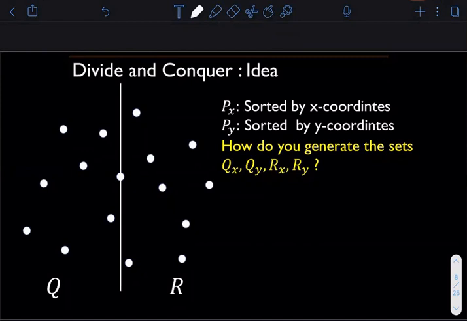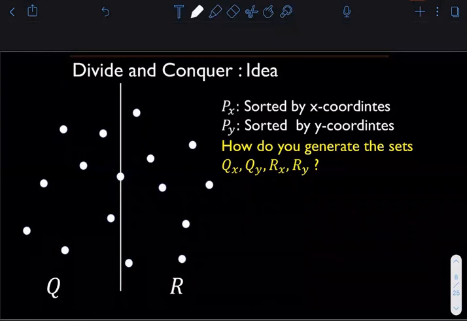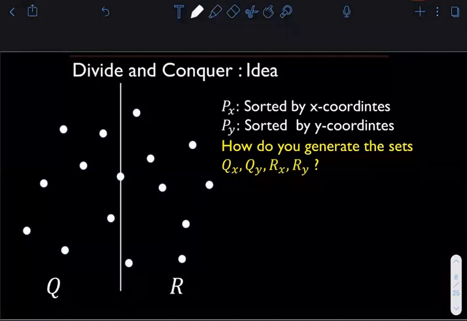Rx, Ry? So one naive way is to just run the sorting algorithm again on these sets of points individually. But that is too much work, right? Because then at every level, you will need to deploy a sorting algorithm. So I don't want to do that. So can someone tell me how to generate the lists Qx, Qy, Rx, and Ry?